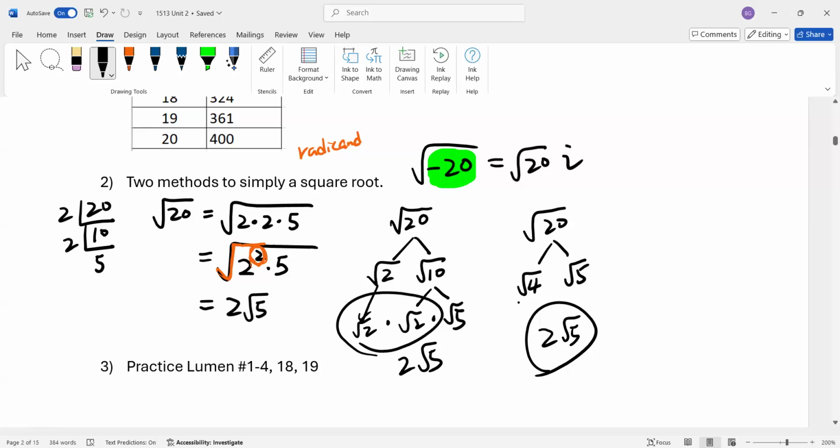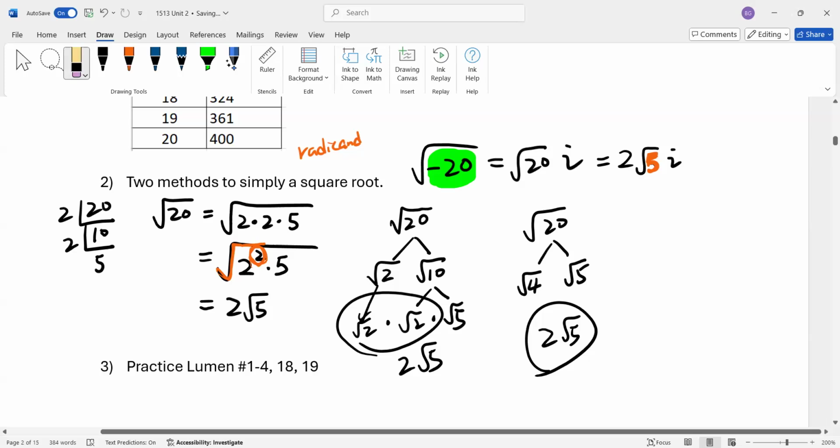How do we know if a square root is simplified? When the radicand, in this case square root of 5, is simplified, it's because 5 does not have any perfect square factor. A square root is simplified if the radicand has no perfect square factor. The only way to factor 5 is 1 times 5, and we don't really count 1. Am I clear?